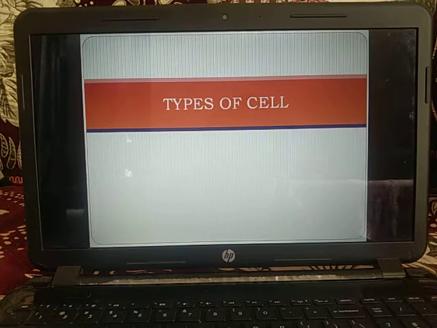So we have three types of cells: undifferentiated or stem cells, differentiated or post mitotic cells, and dedifferentiated cells. A multicellular organism is composed of numerous cells. The cells are of three main types. As I told you, they are undifferentiated stem cells, differentiated post mitotic cells, and dedifferentiated cells. Now let's discuss one by one.